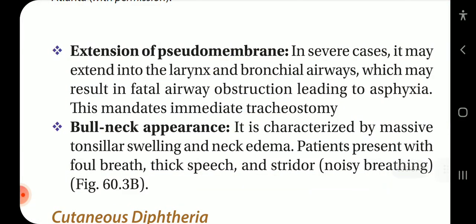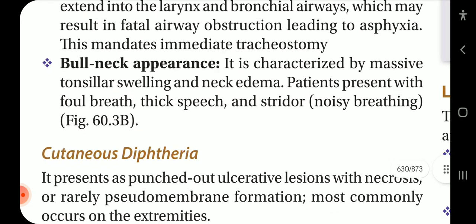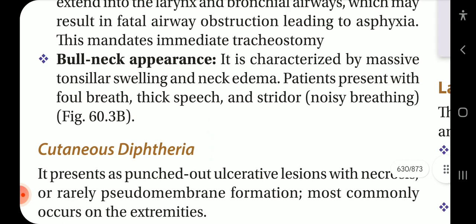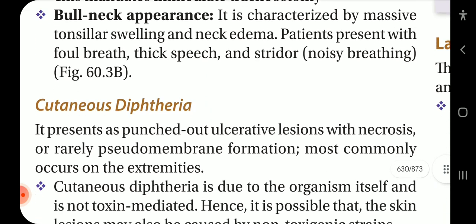Extension of pseudomembrane. In severe cases, it may extend to the larynx and bronchial airways, which may result in fatal airway obstruction leading to asphyxia. This mandates immediate tracheostomy. Bull neck appearance is characterized by massive tonsillar swelling and neck edema. Patients present with foul breath, thick speech, and stridor, which is noisy breathing.